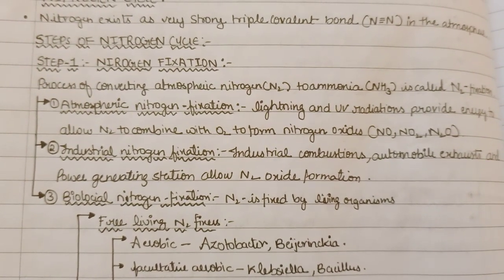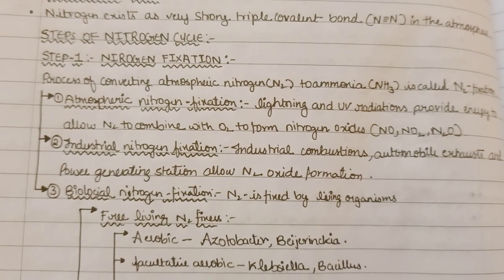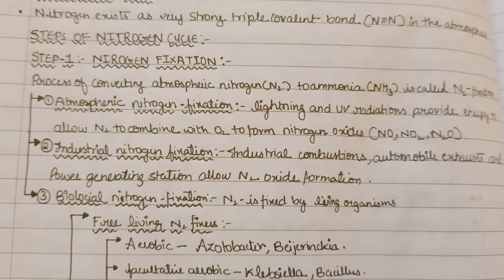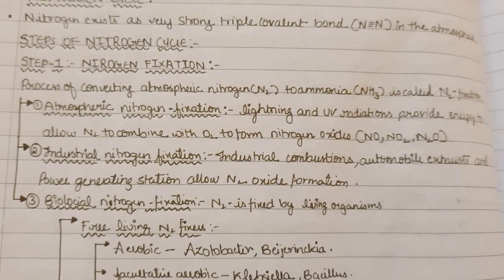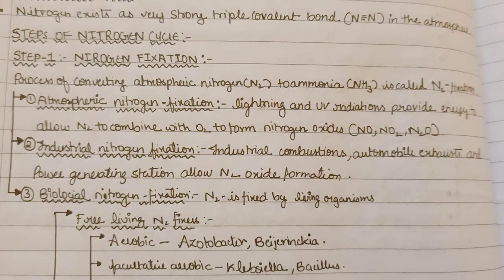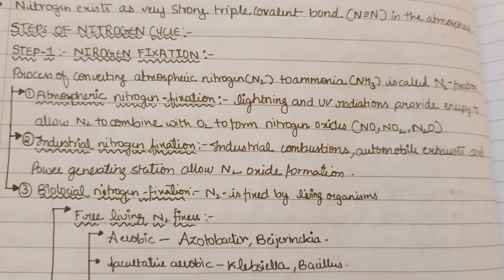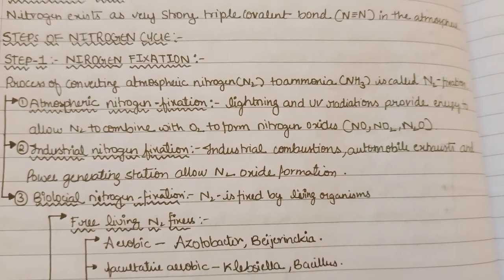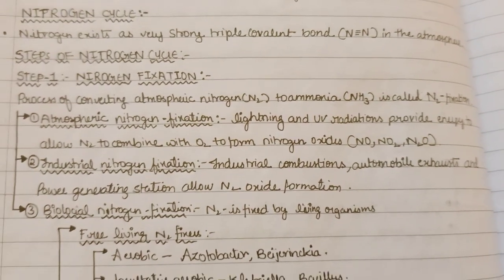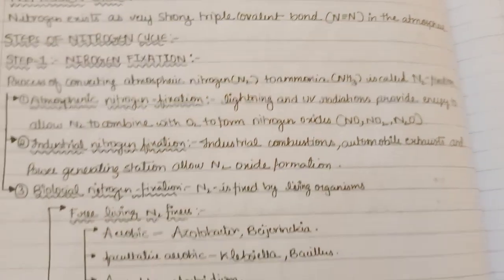Types of nitrogen fixation. First is atmospheric nitrogen fixation. It is done by lightning and UV rays, which provide energy to allow N2 to combine with O2 to form nitrogen oxides: NO, NO2, N2O. Then industrial nitrogen fixation. Industrial combustion, automobile exhaust and power generating stations allow N2 oxidation.